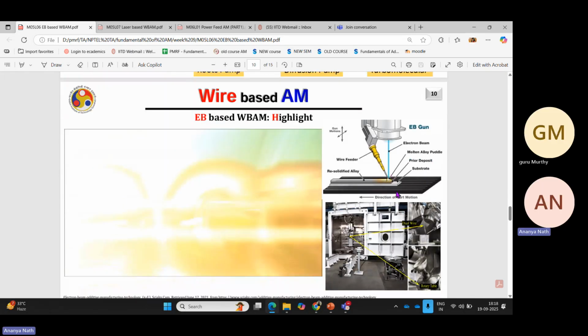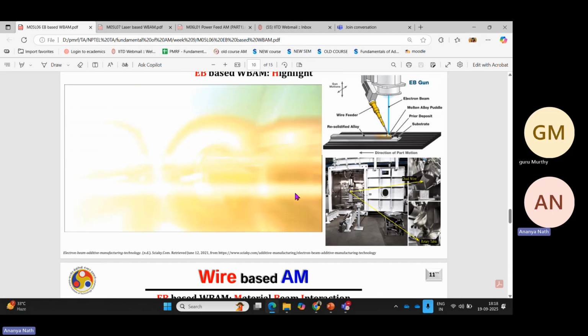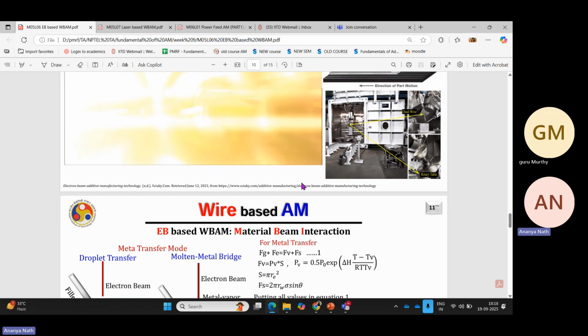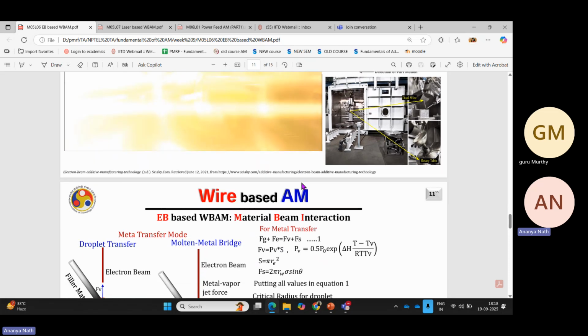So in the EB-based wire AM process, the EB comes through the coaxial nozzle from the perpendicular direction, and the wire is the side-feeding one. Here in this image, the side-feeding wire is shown. In the case of side feeding, we know that multiple configurations are possible, and each configuration gives us different results. So based on your aim, you can choose which type of feeding is necessary: side, front, or back feeding.